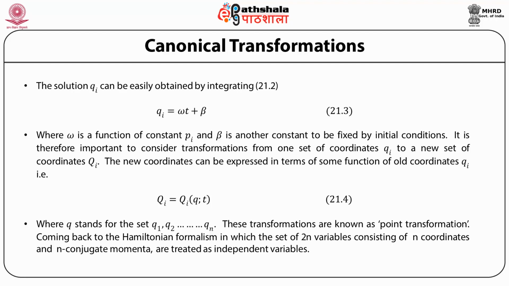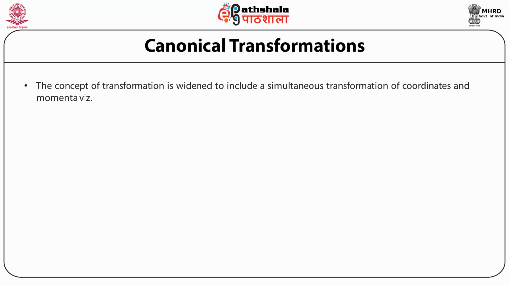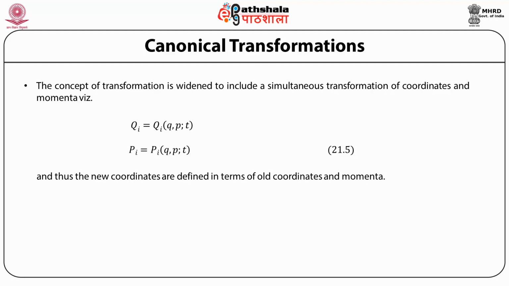Now remember that in the Hamiltonian formalism, we have a set of 2n variables consisting of n coordinates and n conjugate momenta, and they are treated as independent variables. The concept of transformation from the old coordinates to the new coordinates is widened to include a simultaneous transformation of coordinates and momenta. So we have a transformation from the old coordinates q and conjugate momenta p to the new coordinates capital Q_i. So capital Q_i is a function of the old coordinates and conjugate momenta and time t, and the new conjugate momenta capital P_i are functions of the old coordinates and momenta and the time t. We thus have the new coordinates defined in terms of old coordinates and momenta.